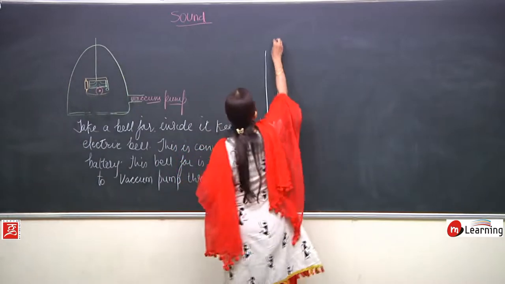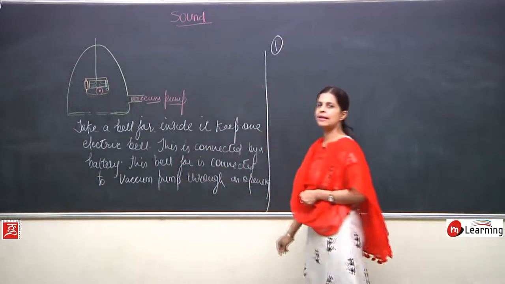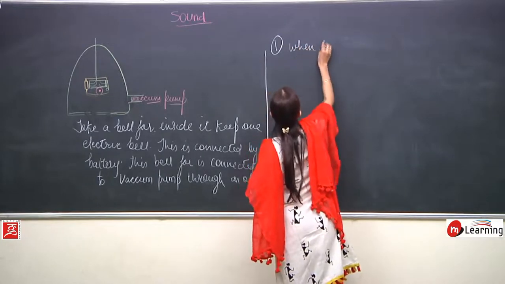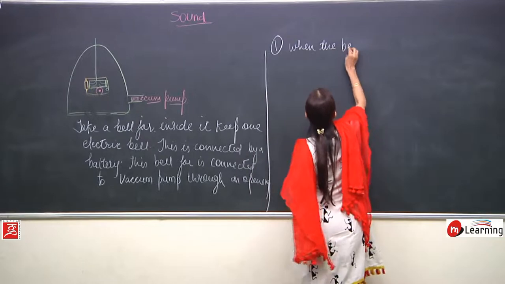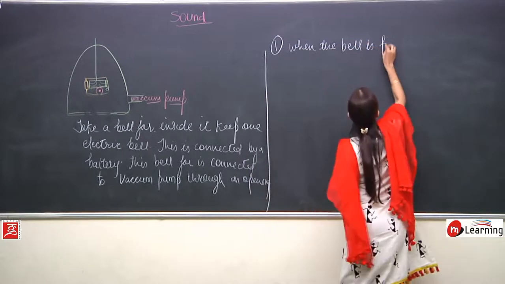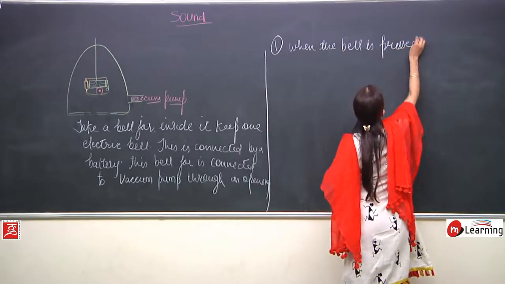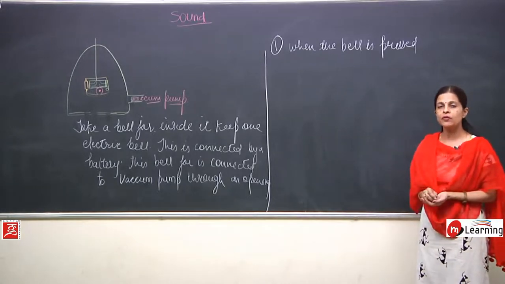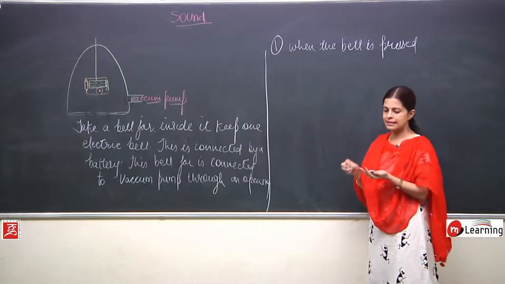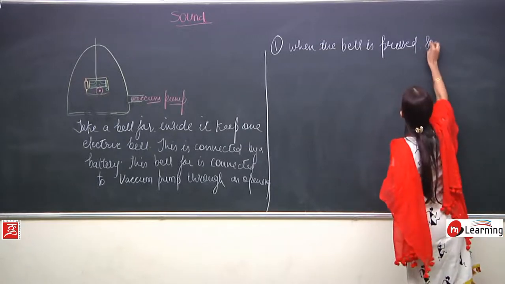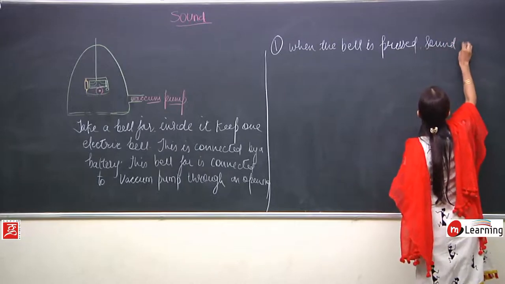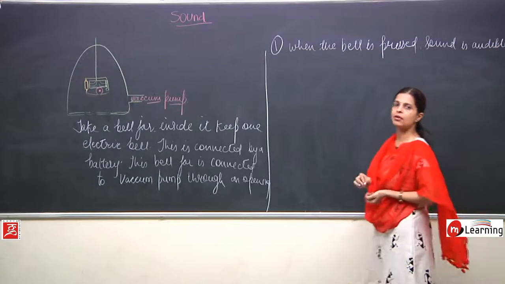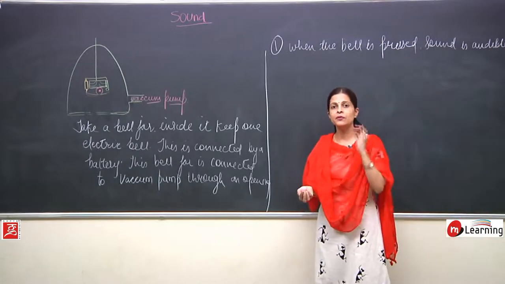Now the first case. What is the first case? When the bell is pressed, then what will happen? We will be able to hear the sound. Sound is audible. Which sound? Bell sound is quite audible. This is the first case.